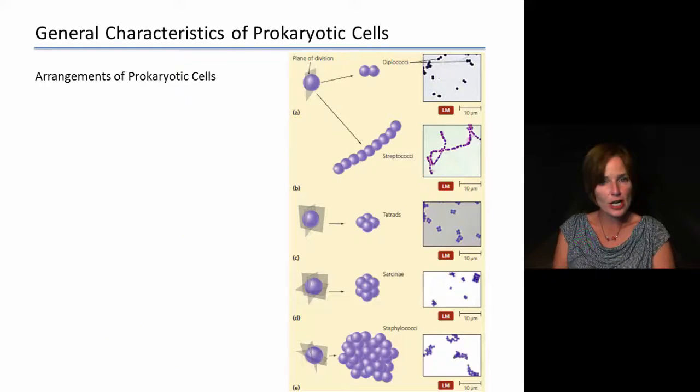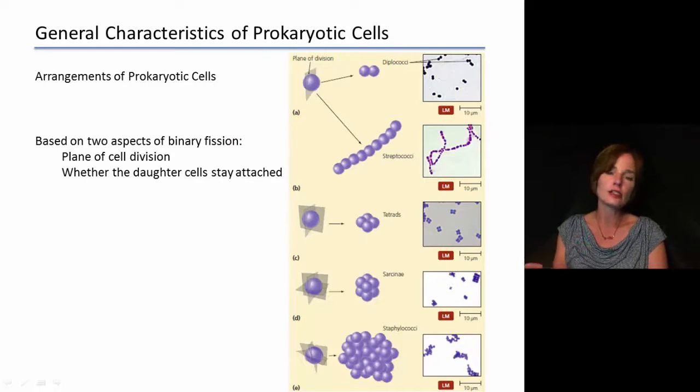There can be different arrangements to the prokaryotic cells, and these different arrangements that we get are based on 2 key aspects of that binary fission. And this is the plane of cell division, and that's basically whether they divide this way, or maybe it's a diagonal division. And then also whether those daughter cells do remain attached to each other or whether they do ultimately separate from each other.